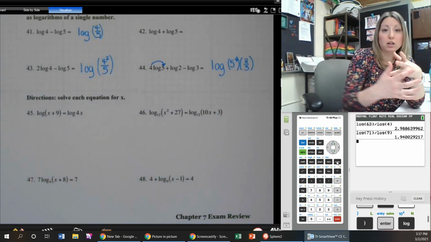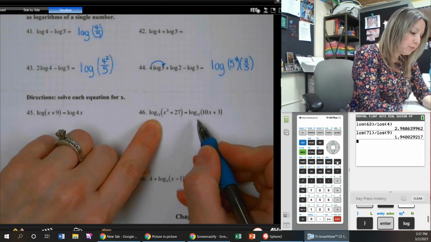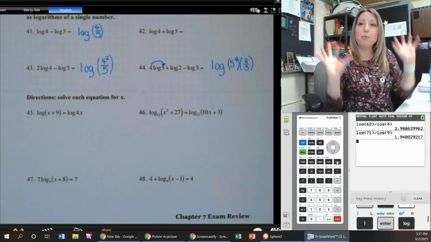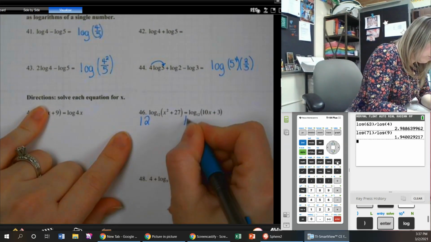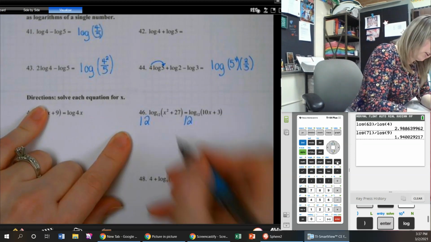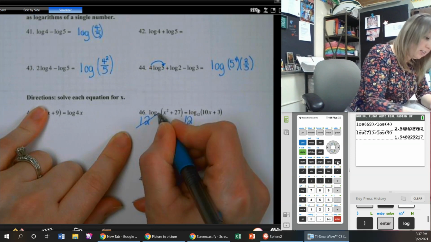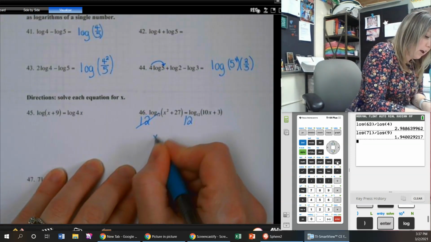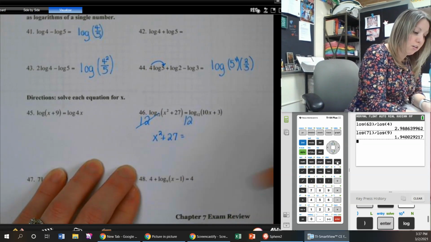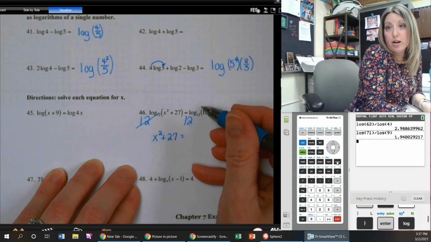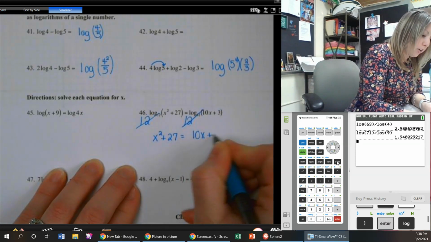But the rules here apply, right? What's the base on both of these logs? It's 12. Well, then I'm going to put those up in the exponent so that I can cancel those logs out. So now I've just put all this stuff up in the exponent. 12 is the exponent base. Log base 12 is the exponent. That cancels out and leaves me this x squared plus 27. Over on this side of the equal sign, same deal. 12 is the base of the exponent. I'm raised to log base 12. They cancel. 10x plus 3 is left.